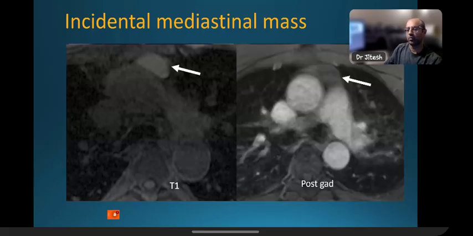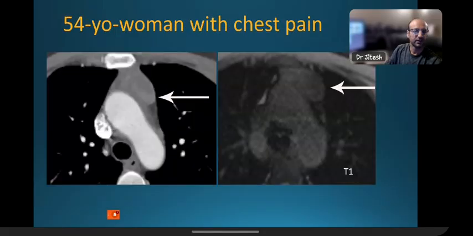Most importantly, gadolinium. On gadolinium, we do not see any post-gad enhancement. We also do our diffusion weighted sequences in these patients, and there should not be any restriction of diffusion if it's just a fluid attenuation lesion. So this is a T1 hyperintense, T2 hyperintense, and non-enhancing lesion on post-gad. So this is a thymic cyst. So we were able to resolve this as a thymic cyst over thymoma.